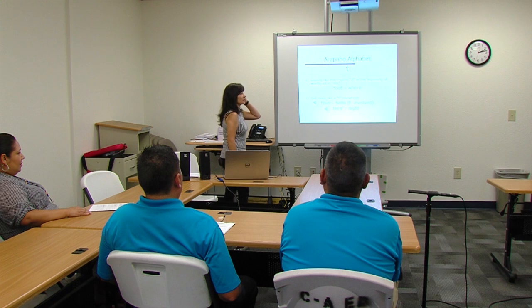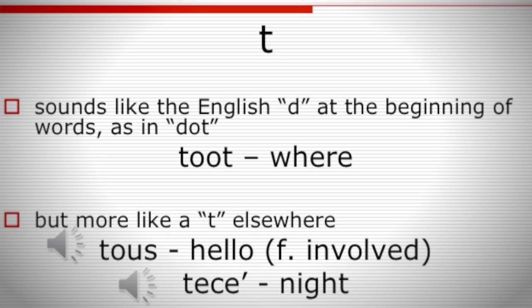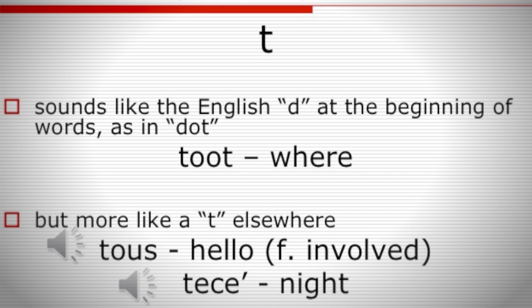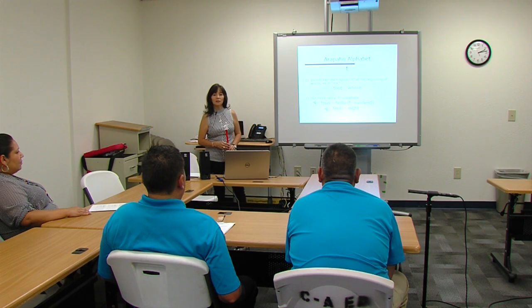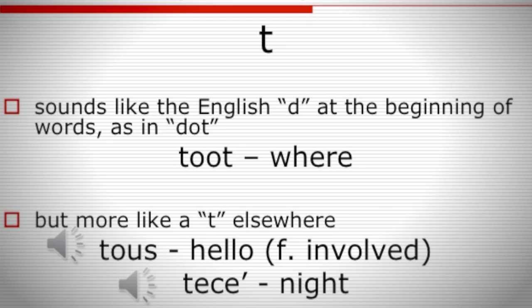The T sound sounds like the English D. You'll hear a lot of D's, but we don't have a D. It's represented by the letter T. So to say where, you'd say dot. It does sound like a T at the end of the word. But at the beginning of the word, it's more like a D. Dot. But everywhere else, in the middle, at the end, it does sound more like a T.